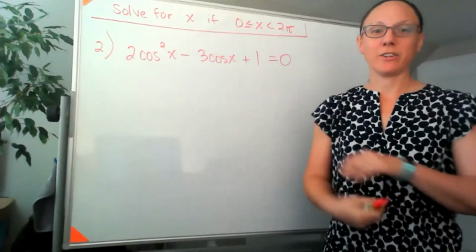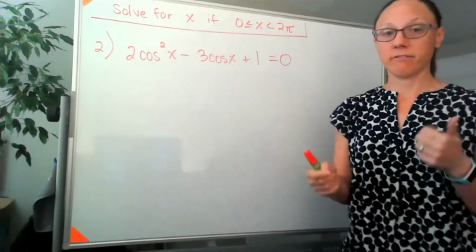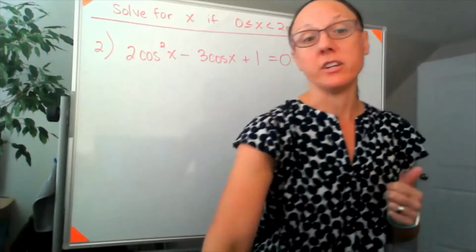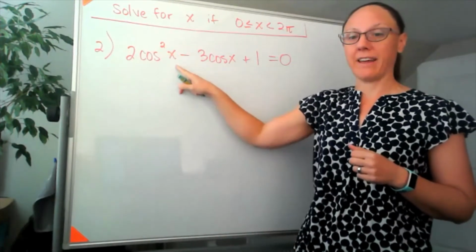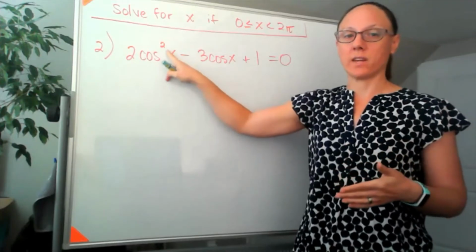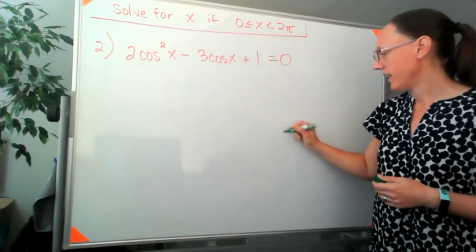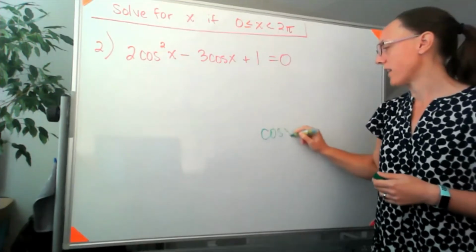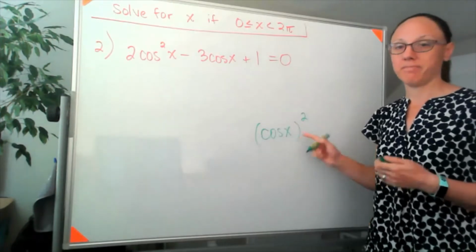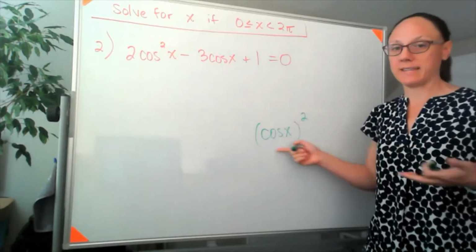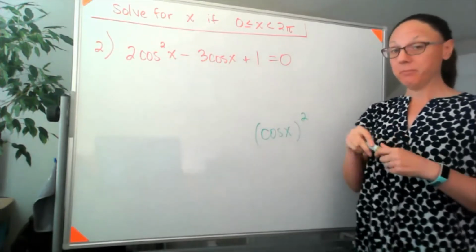Looking at this trig equation, a couple of things. First is a notation issue. This notation of cosine with the 2 here and then x, we read as cosine squared x. What that actually means is that we have cosine of x and the whole thing is squared. I don't know why someone chose this notation to mean this.